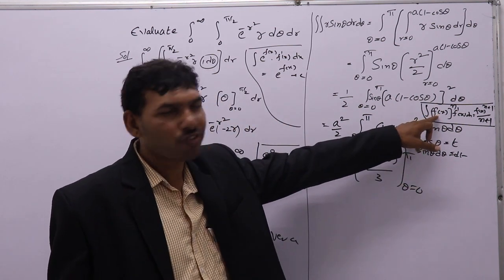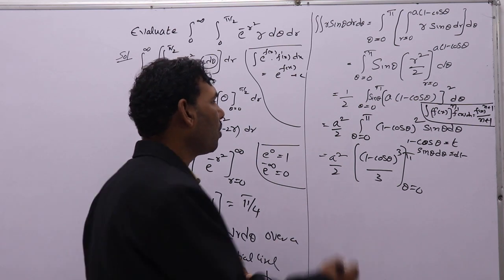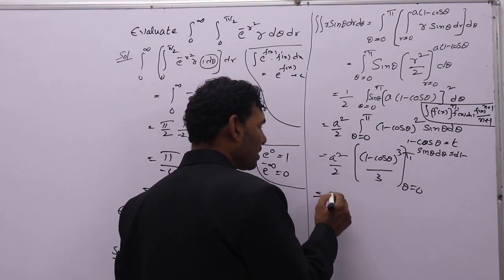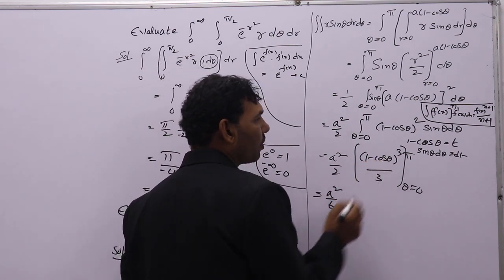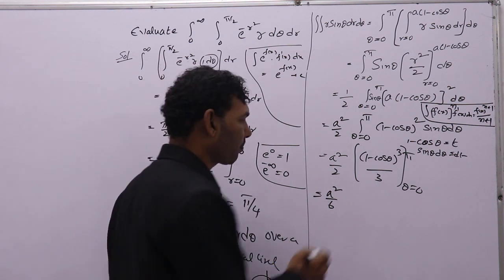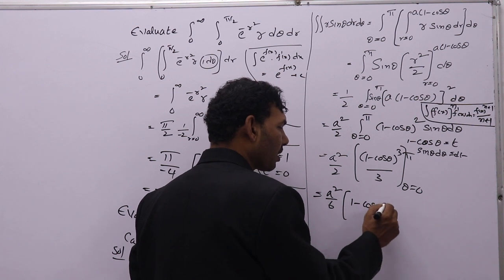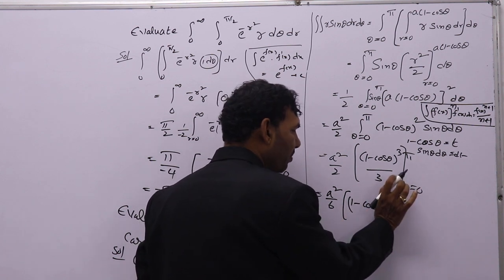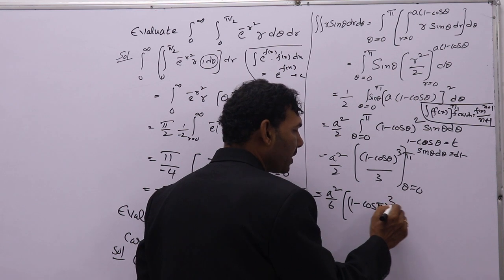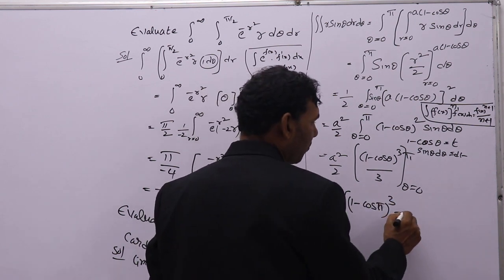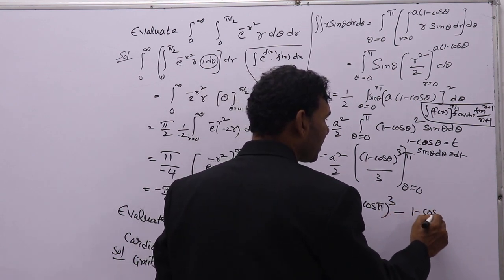Otherwise, if you apply this formula also you will get the same one. Now, you need to write 3 2s are 6, a square by 6. Now write in the place of theta, pi. If you write in the place of theta pi, 1 minus cos pi whole cube minus 1 minus cos 0.